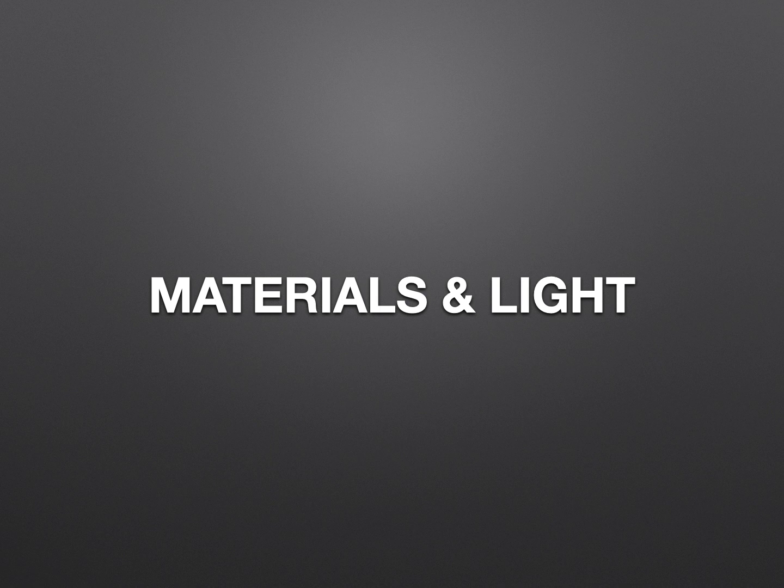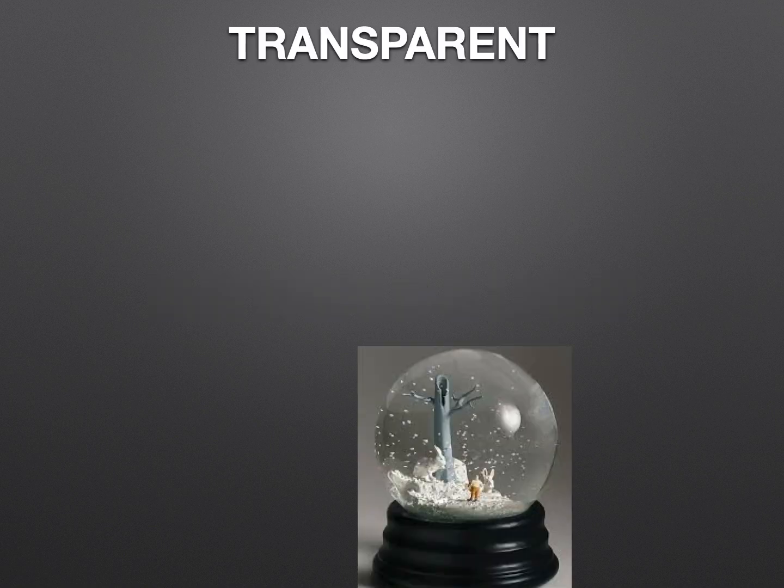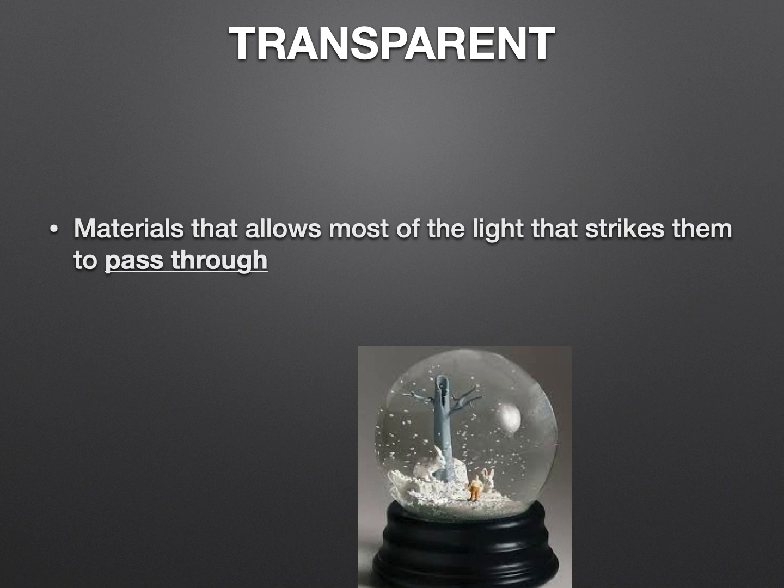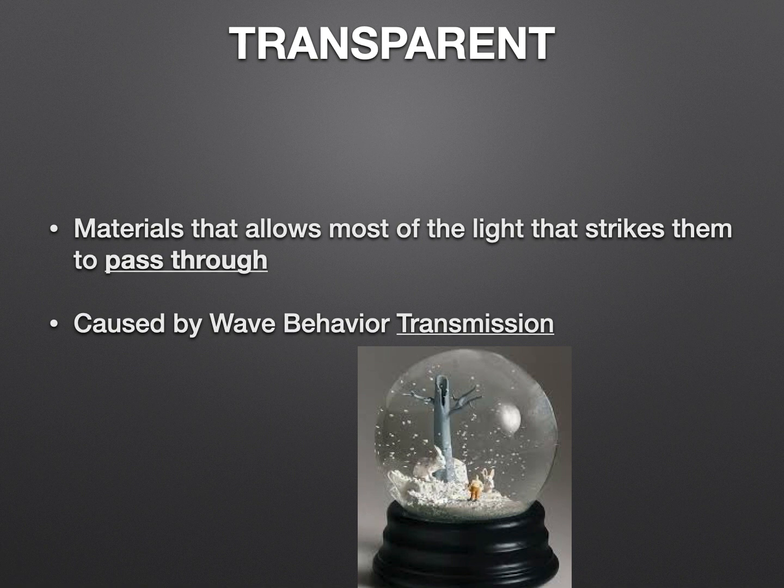The last part of this, I know these are a lot, but we're going to get these in and then we're going to use them. The last part of this is materials and light. Materials are how different materials interact with light. First, we're going to talk about transparent materials. Transparent materials are things where most of the light strikes them and passes right through them. This is caused by the wave behavior transmission, because it transmits light and lets it go right through.